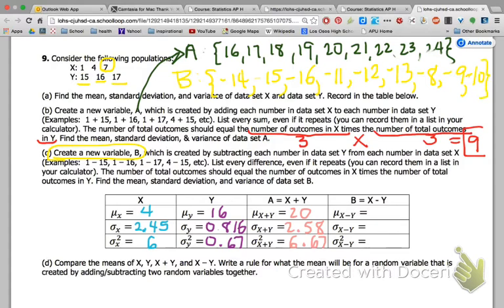And so I want you to now find me the mean for set B by putting those values into your calculator and doing one var stats. So pause the video long enough to do that.